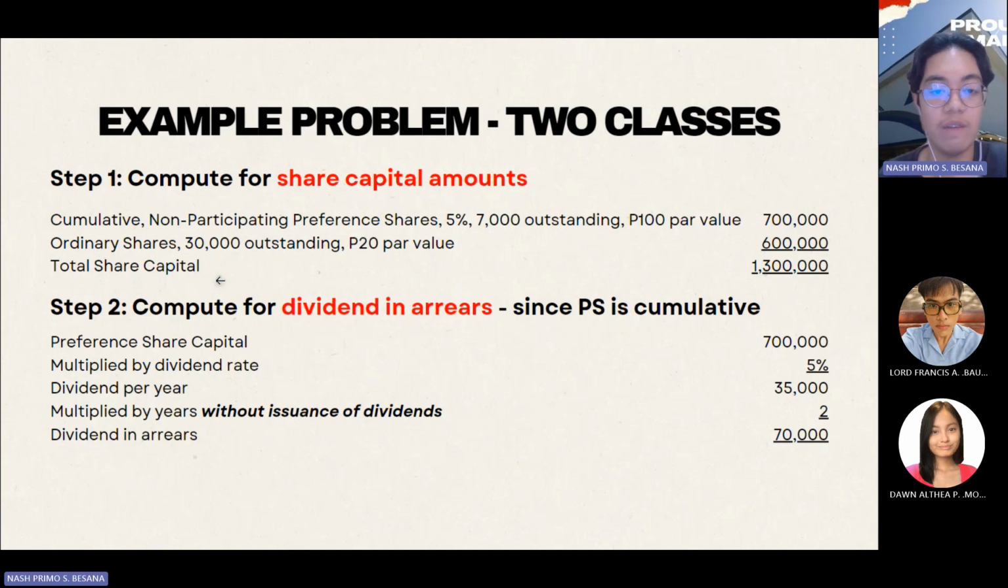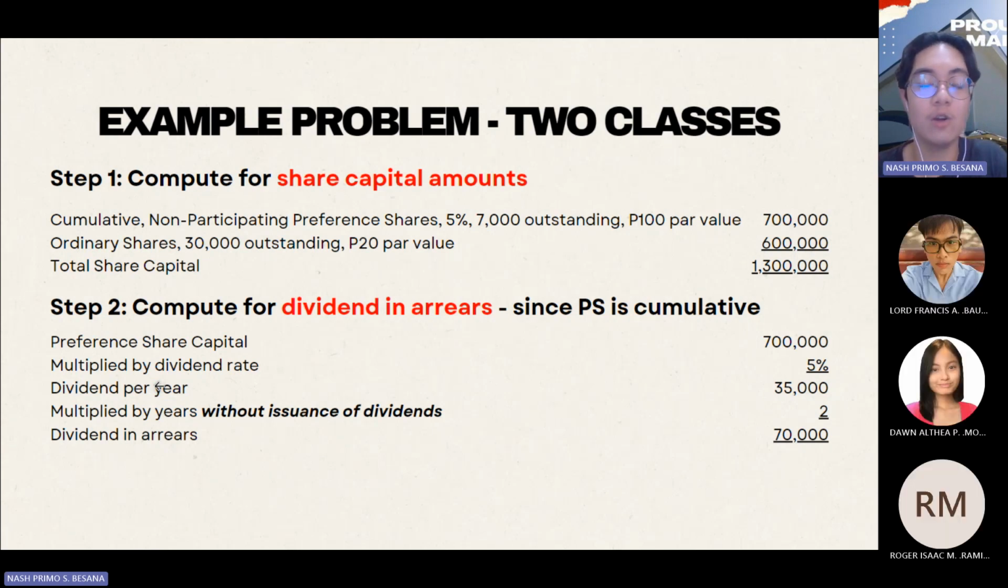So how do we compute for dividend in arrears? First, we must compute for the dividends per year. Kasi hindi naman natin maiipon yan all throughout the period na hindi sila nag-issue kung hindi natin i-compute yung annual dividend issuance. So first, para makuha si dividend per year, we would get the preference share capital na kinompute natin kanina, which is yung 700,000. I-multiply natin siya sa dividend rate na 5%. So 700,000 times 5%, magkakaroon daw si preference shareholders ng 35,000 pesos every year.